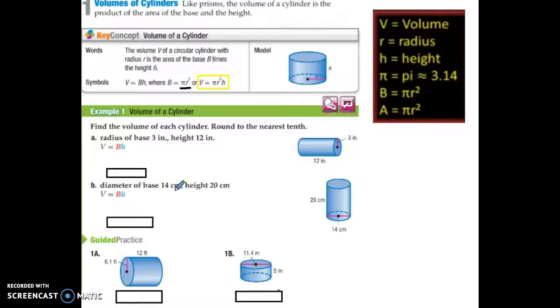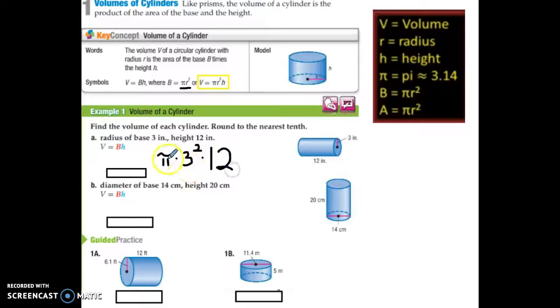Example 1, part A, they want to find the volume of this cylinder over here. Well, this cylinder, the radius is what? 3, and the height is 12. So I'm just going to use this formula here. In my calculator, I do pi times radius squared, so 3 squared, times my height is 12. I enter all that in the calculator.